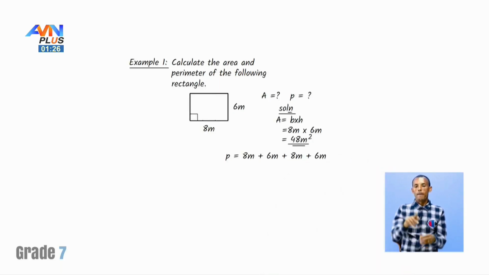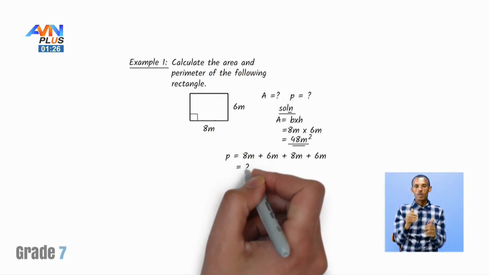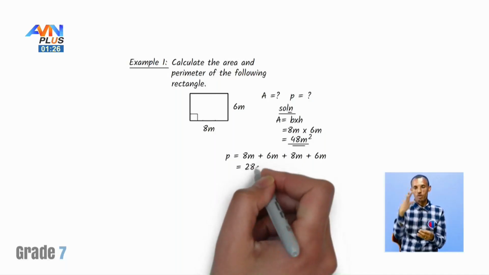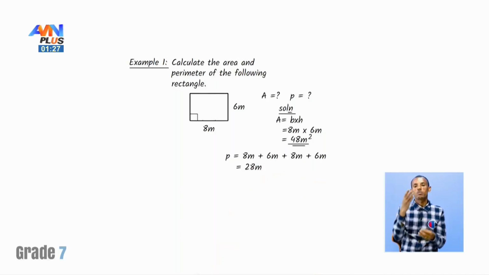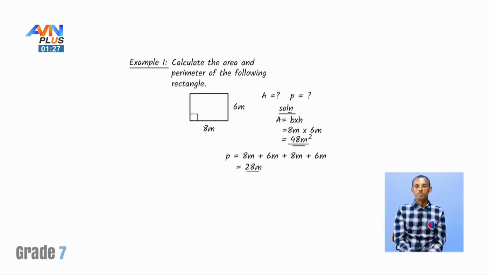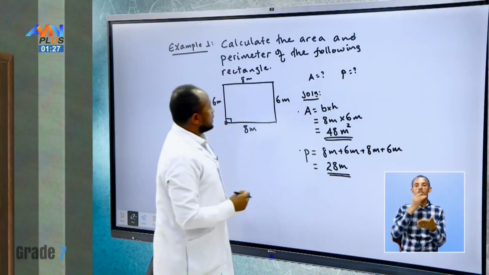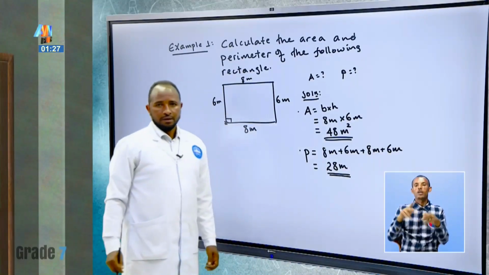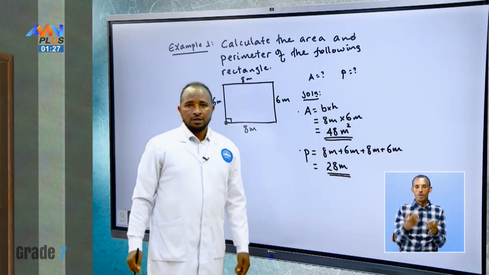So the final answer will be 8 plus 6 is 14. Again, this one is 14. 14 plus 14 is 28 meters. So this is the perimeter of this rectangle. Now, let's go on to second example.